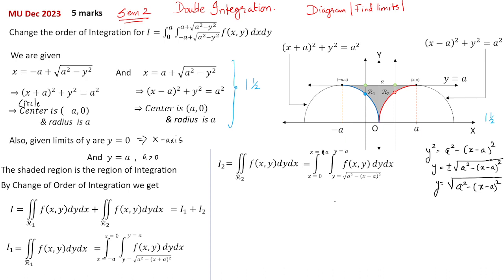So now when we go for writing the final answer, the final answer will be over here: I equal to this addition of the two integrals that we have written over here. So the final answer is the addition of the two integrals that we have just calculated.